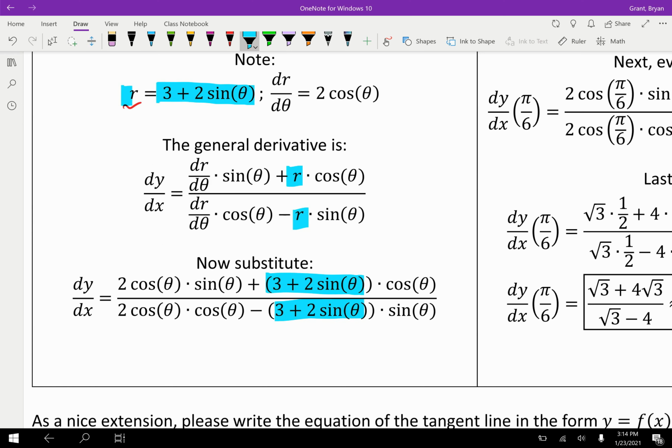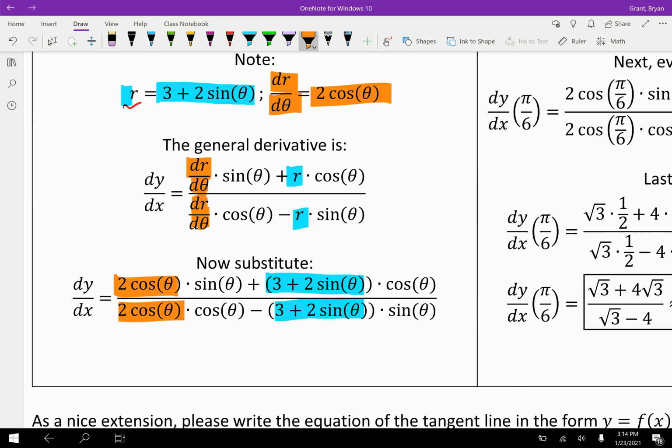You can always do this later on in the process, but I find it's easier to do at the beginning so we get everything in terms of theta. Don't have to worry about r's or dr d thetas. Speaking of, dr d theta is negative 2 sine of theta, we have 2 substitutions to do there. And now we're looking pretty darn good. But we're not done yet.